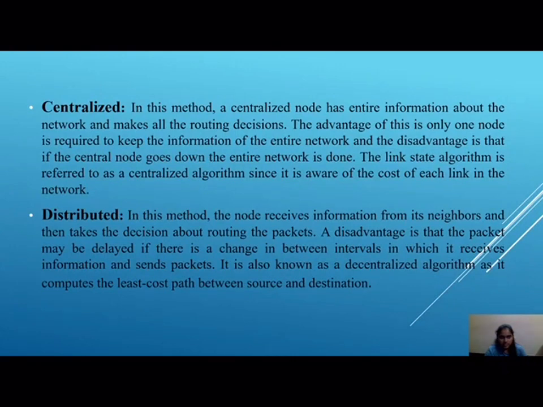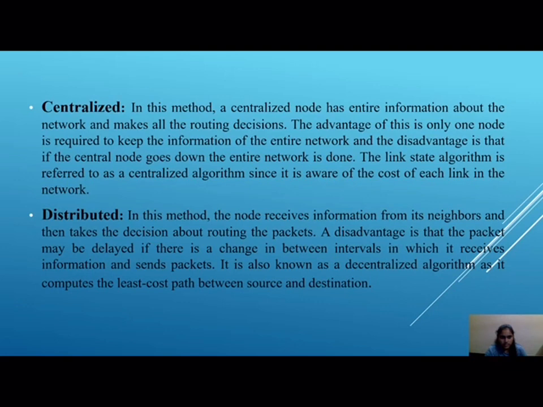Centralized. In this method, a centralized node has entire information about the network and makes all the routing decisions. The advantage of this is only one node is required to keep the information of the entire network, and the disadvantage is that if the central node goes down, the entire network is down. The link state algorithm is referred to as a centralized algorithm since it is aware of the cost of each link in the network.